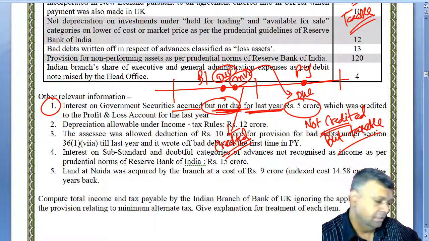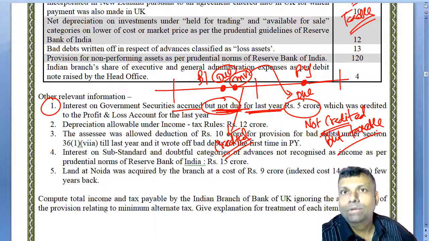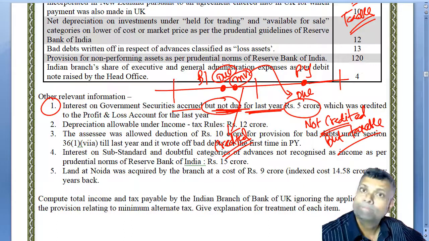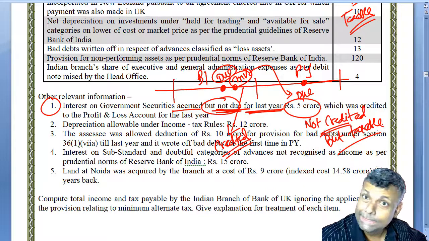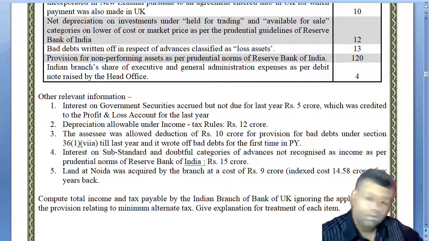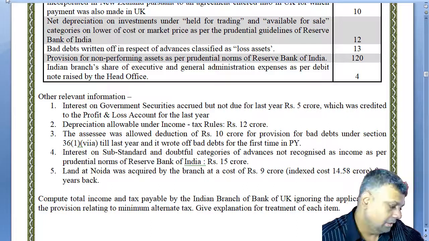Have you understood that? So what I have to do is, this 5 crores, I have to include it in my computation for the purpose of taxation. Alright? Shall I proceed?